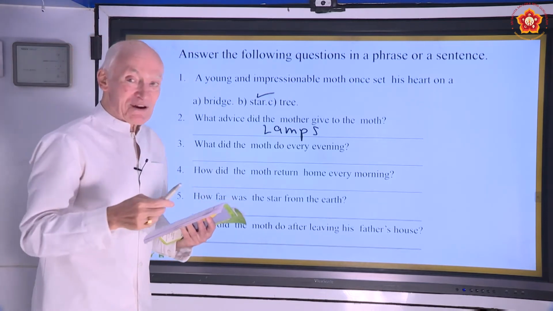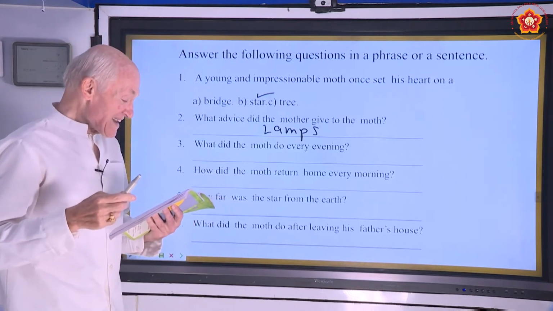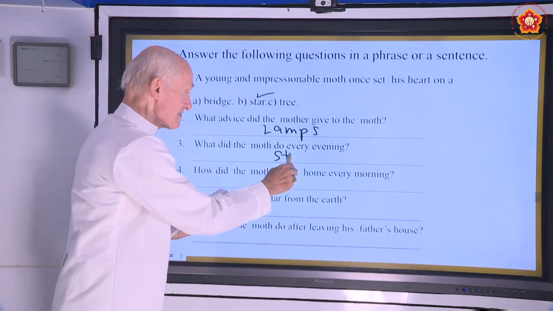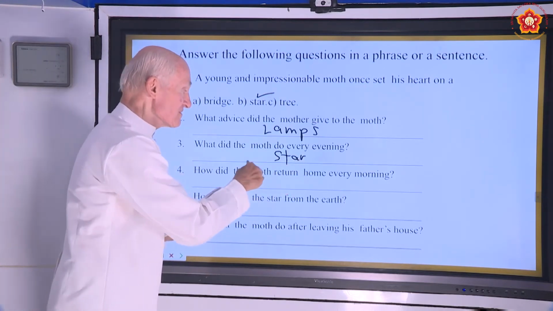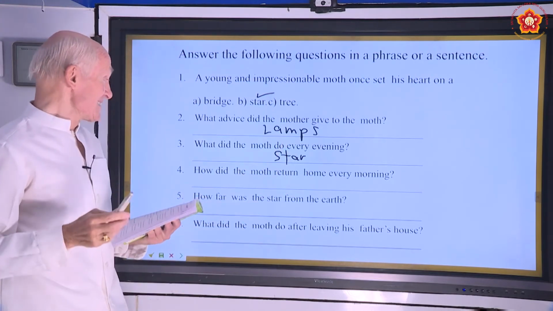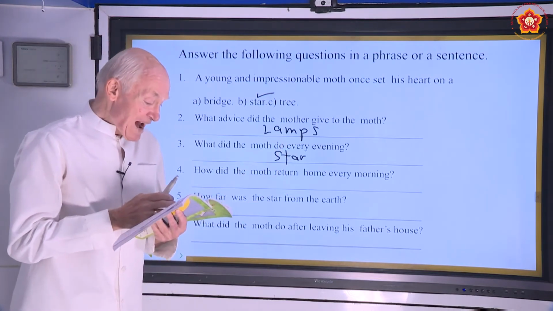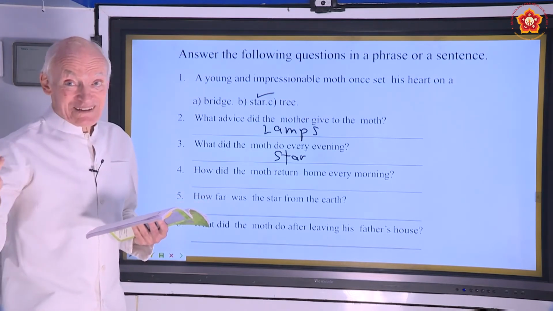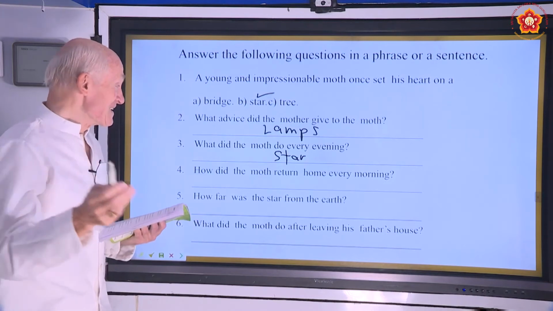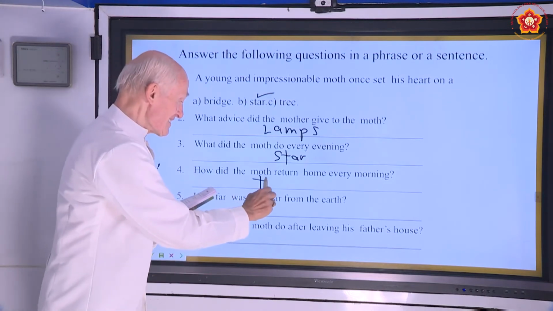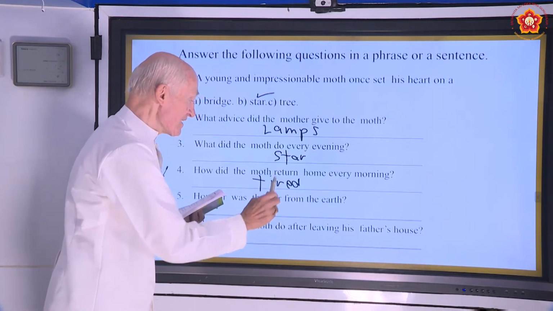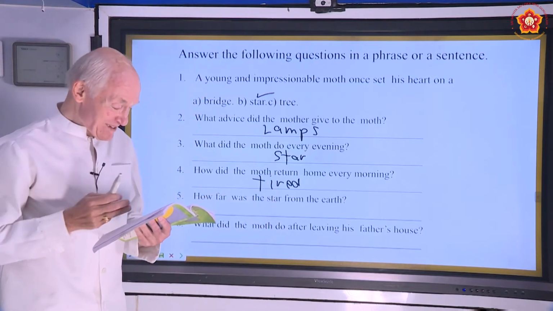What did the moth do every evening? He flew towards where? The star. Flew to the star, okay? And how did the moth return every morning? You can imagine trying to fly 25 trillion miles. He was tired every morning. He flew all night and he came back and he fell asleep right away.